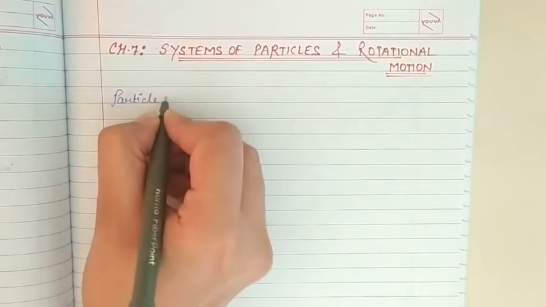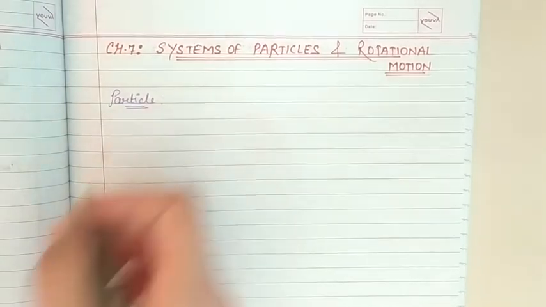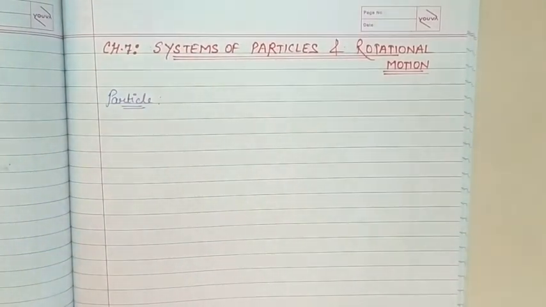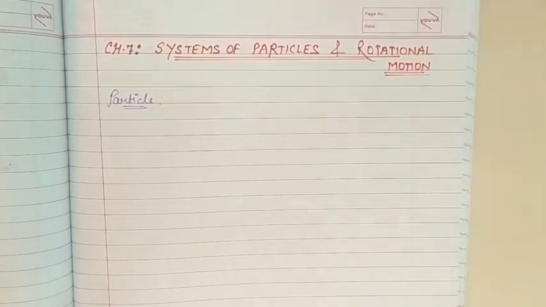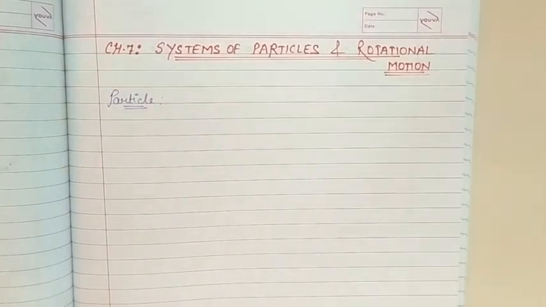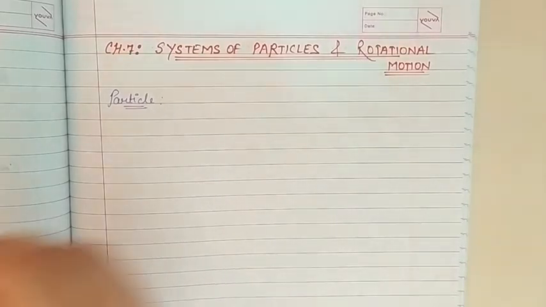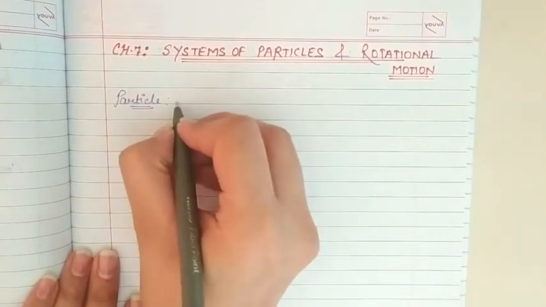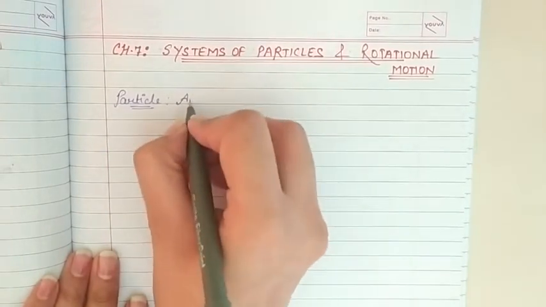So the question is, what are particles, or how can we define a particle? To define a particle, we consider that we have an object whose mass is finite but whose size and internal structure is so small that it can be neglected. Then we call that object a particle. So basically a particle is an object which has some mass but its size and structure is very small that it can be neglected.